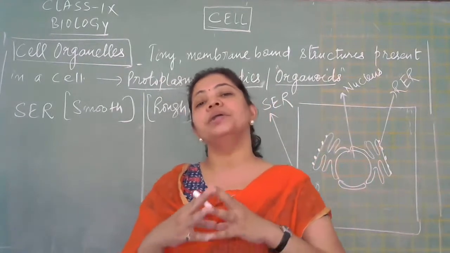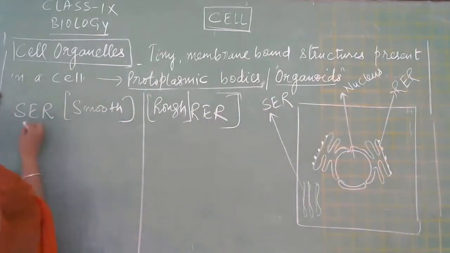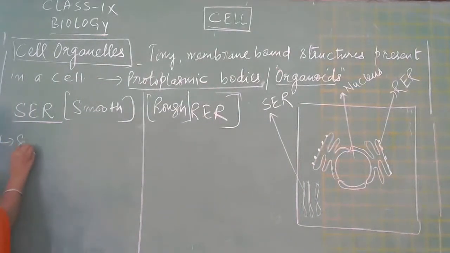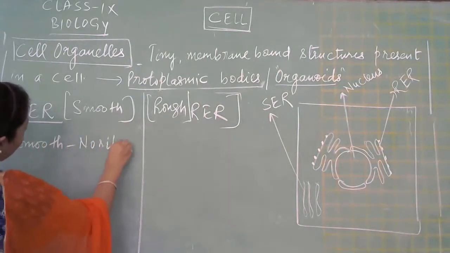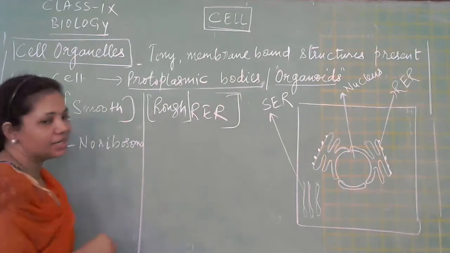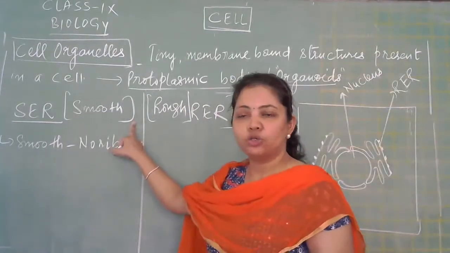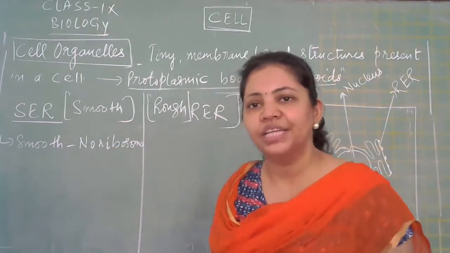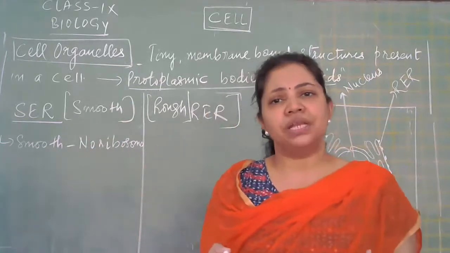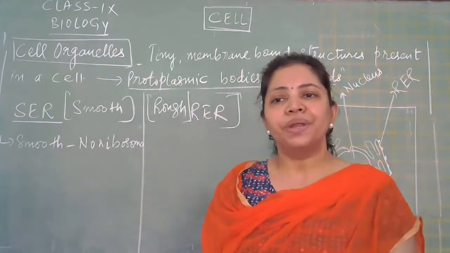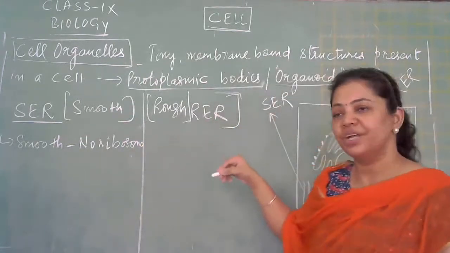This categorization of types of endoplasmic reticulum is done basically on the basis of the appearance of endoplasmic reticulum under a microscope. In case of SER, they appear smooth. Why? Because they don't have any ribosomes attached to their surface. So when we observe SER under a microscope, we don't see any ribosomes or granular appearance over the membrane of SER. So we call them smooth endoplasmic reticulum.